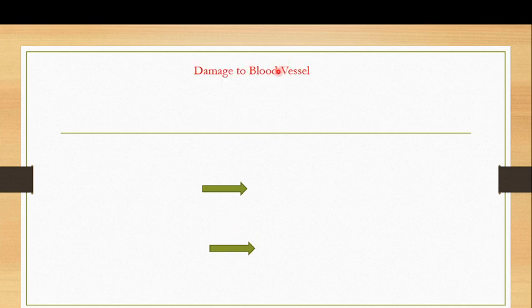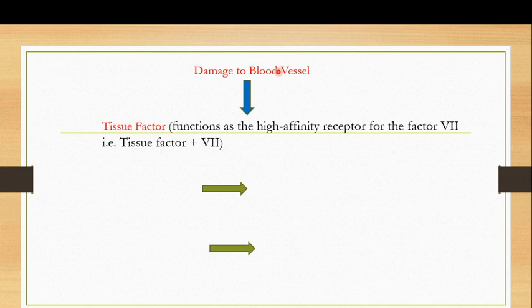So when there is damage to the blood vessel, the tissue factor, which functions as a high affinity receptor for factor 7, is going to bind to factor 7. And when the tissue factor binds to factor 7, factor 7 moves from an inactive state into its active state. So when you see this small a with these clotting factors, that means that they are in the activated form. And when there is no a, this means that they are in their inactivated form. So this a is for the activation.